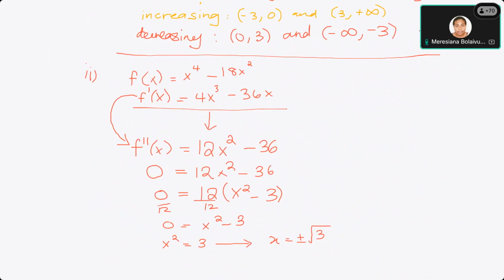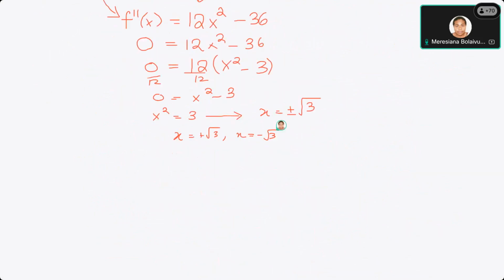Again, does this give the interval for concave up and down? No, it doesn't. So that means our x values are x equal to positive root 3 and x equal to negative square root 3. So draw the number line, and we're going to put our values negative root 3 and positive root 3.